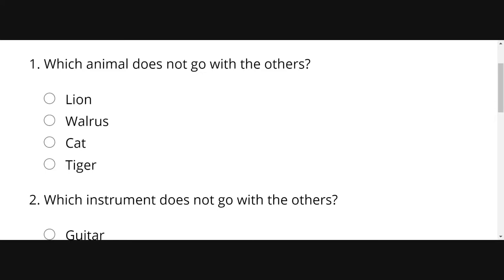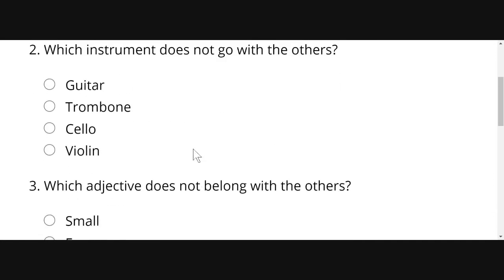All right, so some persons are saying walrus because the other ones are like cats. Miss, it's B because all the others are from the cat family. All right. So yes, we're going to, well, I'm not saying yes or no. I'm going to take your suggestion and I'm going to select walrus. The other one says, which instrument does not go with the others? And you have guitar, trombone, cello, and violin.